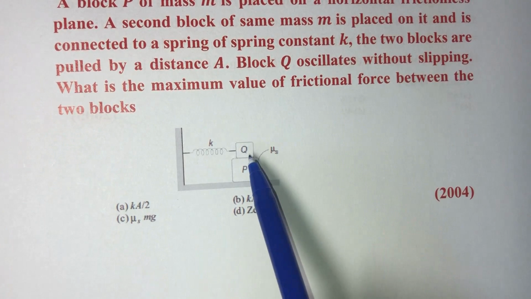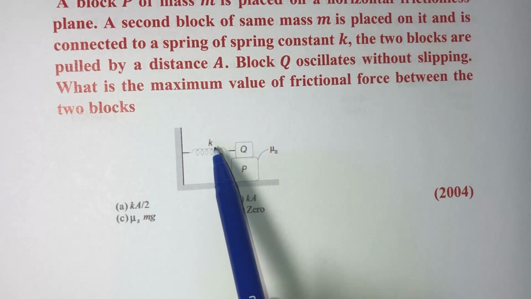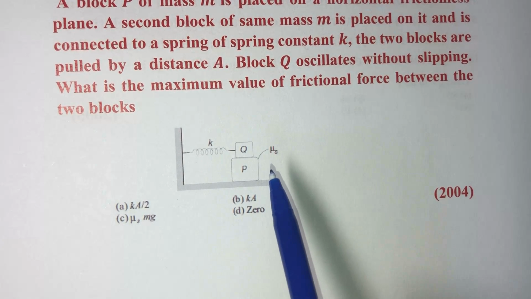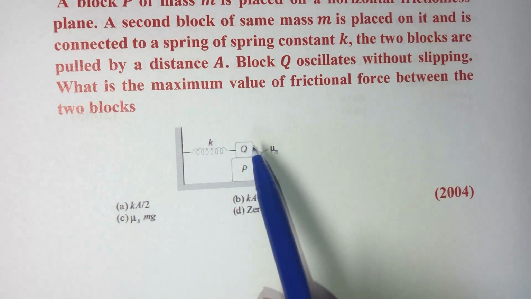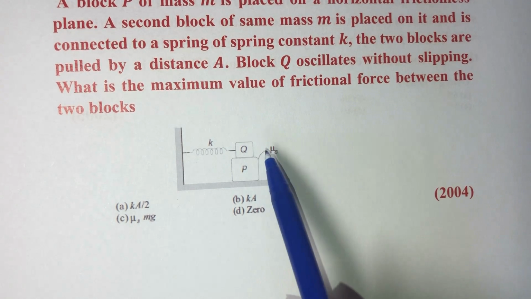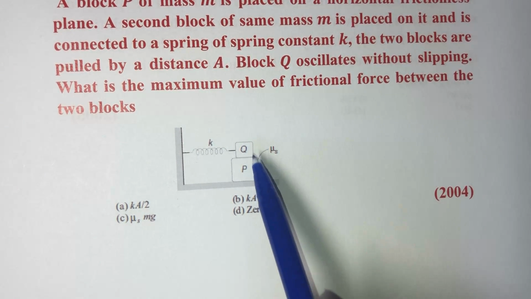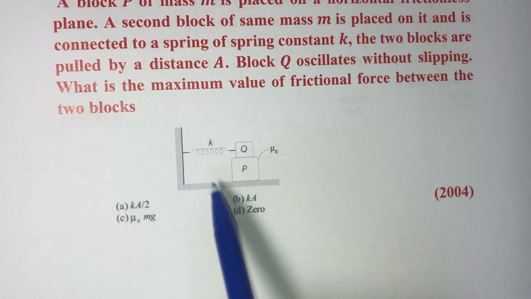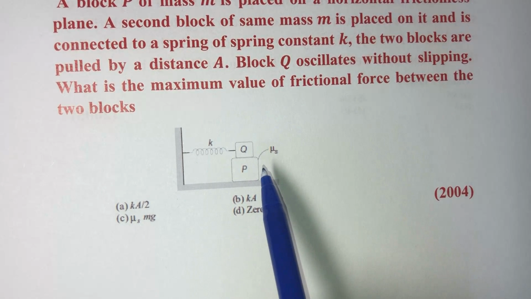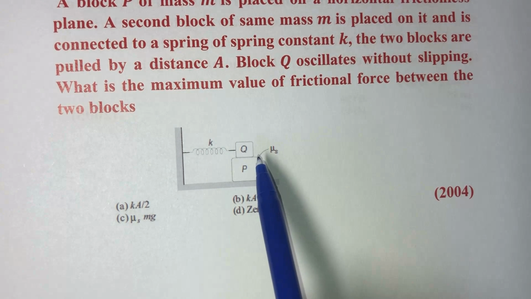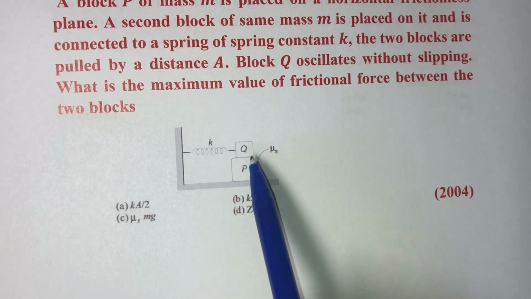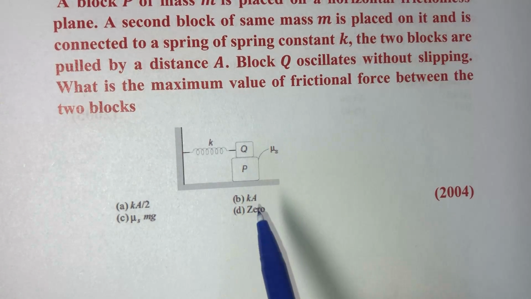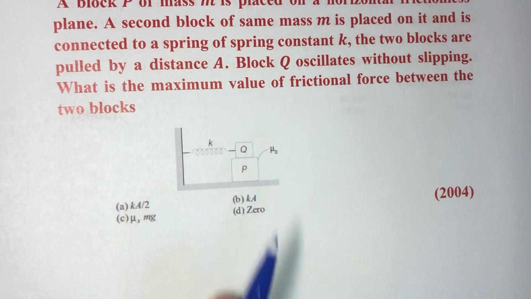So we have these two blocks Q and P, spring constant K, and a force is being applied, and it is not mentioned on which block it is applied. So it means if we apply the force on either of these two blocks, the condition is that they oscillate together without slipping. It means P and Q should always be moving together, and then we have to find the value of the maximum frictional force.